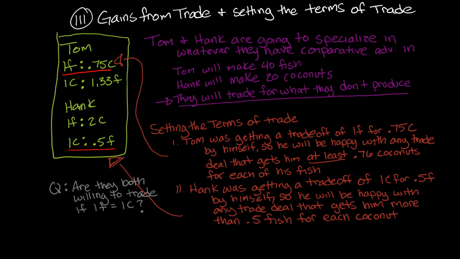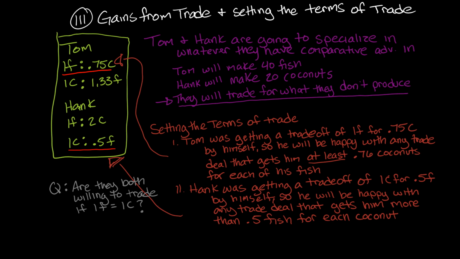This means that Tom is going to be agreeable to any trade-off relationship with Hank that results in him getting more than 3/4 of a coconut for each fish that he gives up. On the other side, since Hank is specialized in coconuts, prior to his specialization he was getting half a fish trade-off for each coconut, meaning that Hank is going to be willing to enter into any trade agreement that gets him more than half a fish for each of the coconuts that he gives to Tom.